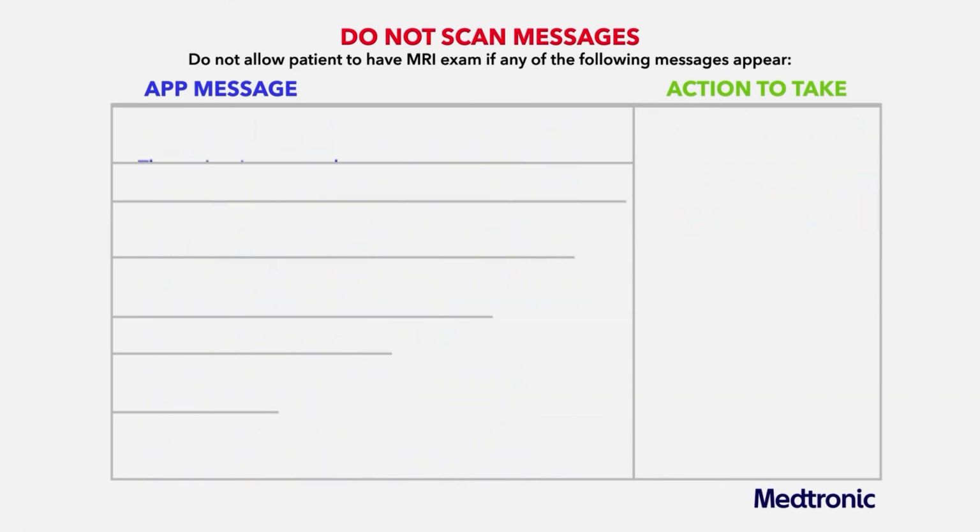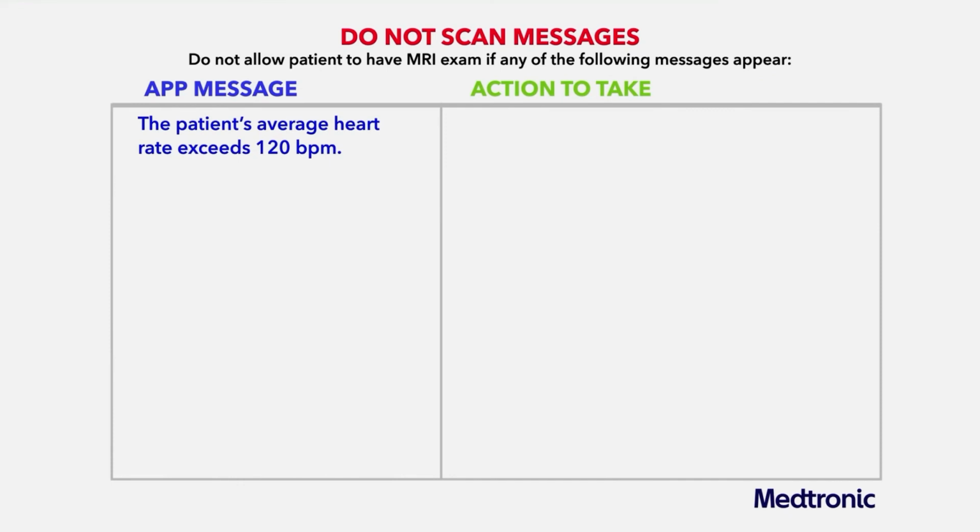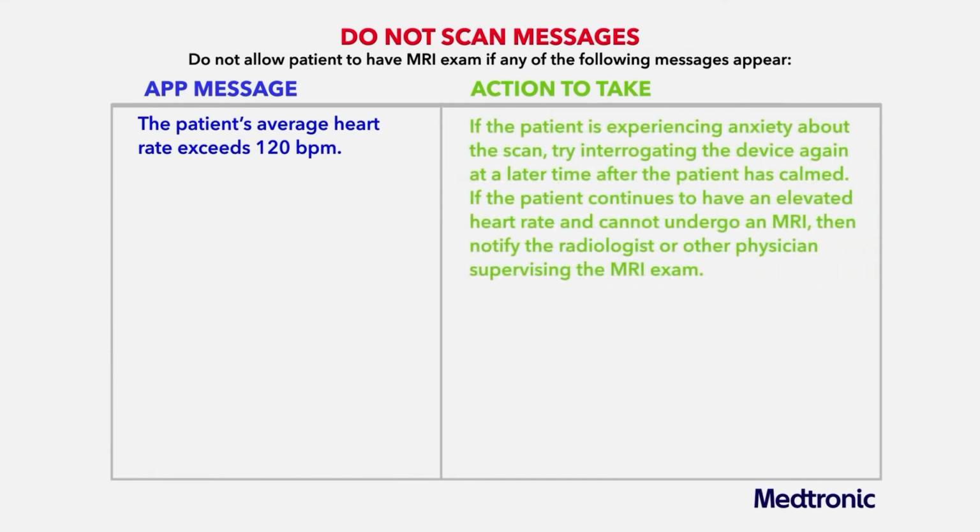If the patient's heart rate exceeds 120 beats per minute, it may mean that the patient is experiencing anxiety about the exam. You can try again after the patient has calmed. If the heart rate remains elevated, the patient cannot undergo the MRI exam. You should then notify the radiologist or physician who is supervising the MRI exam.